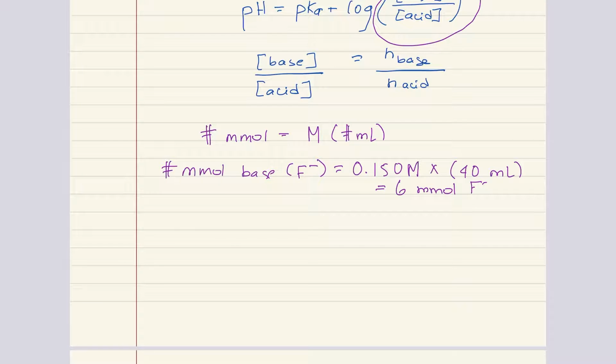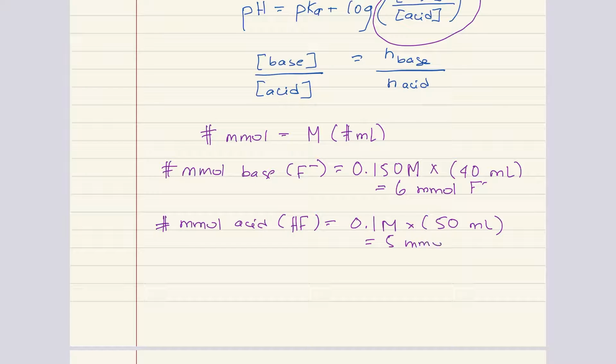We're going to do the same thing for our acid now. What is the number of millimoles for our acid? This is going to be our hydrofluoric acid. This is equal to molarity, 0.1, multiplied by our volume, which is 50 milliliters. Again, all of these values are given to us in the problem. Plug it into the calculator, we're going to get 5 millimoles of our acid.